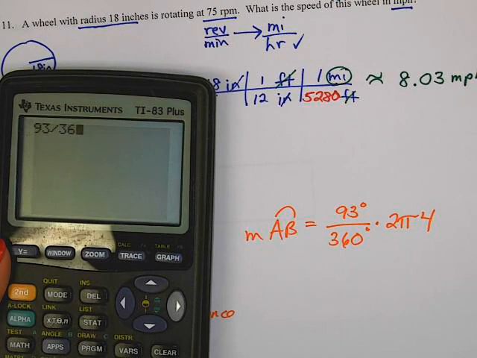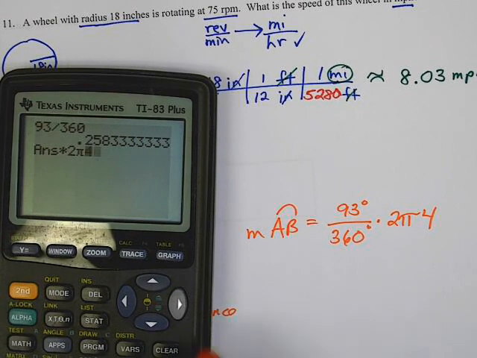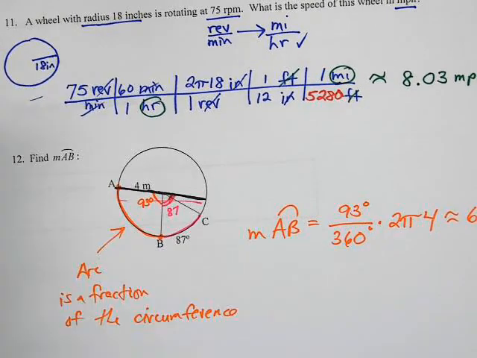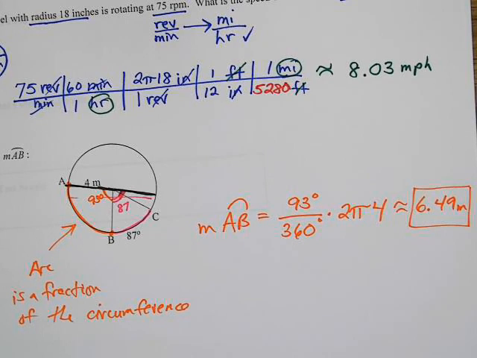93 divided by 360 times 2 pi r, and the arc measure is 6.49 meters. Okay, that is a quick recap of everything we studied for Chapter 6, so please work on the problems that accompany this chapter and make sure you have your note card done.